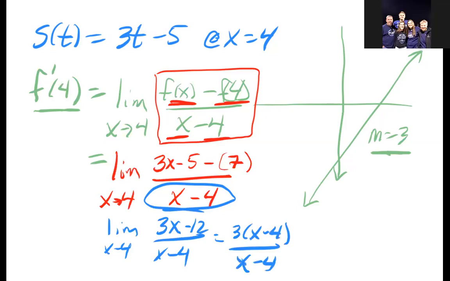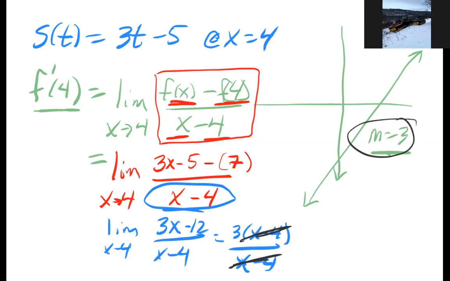Does that make sense? And then what happens if I do this? That's a 3. That's our 3. So whenever we're dealing with a line, the derivative or the instantaneous rate of change will be the slope.